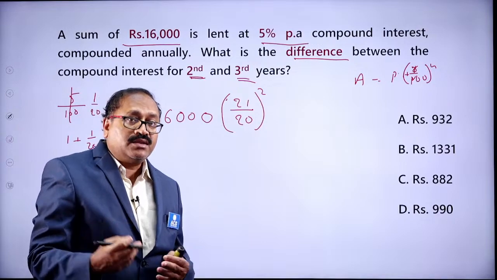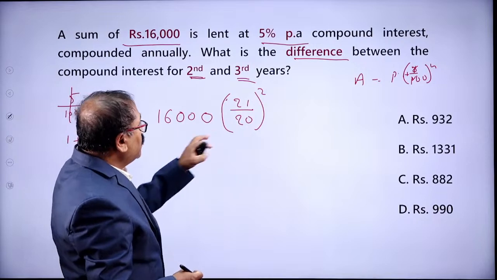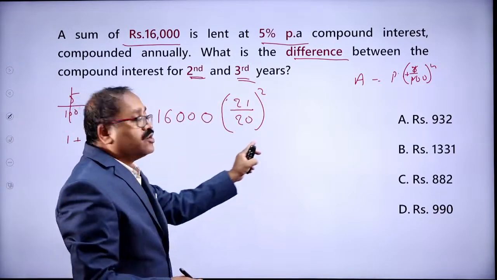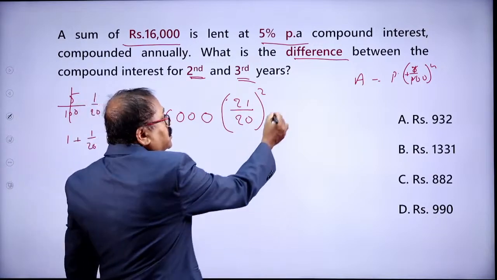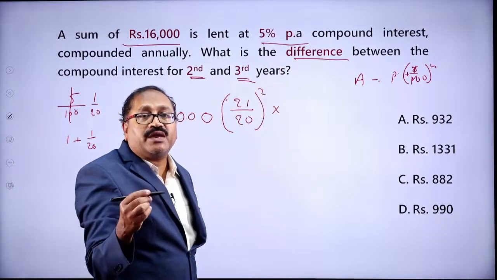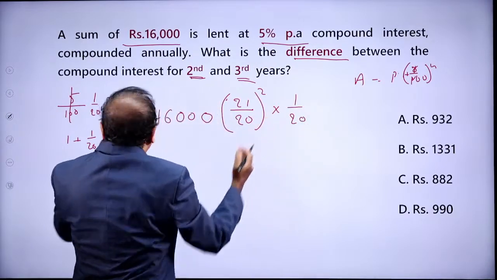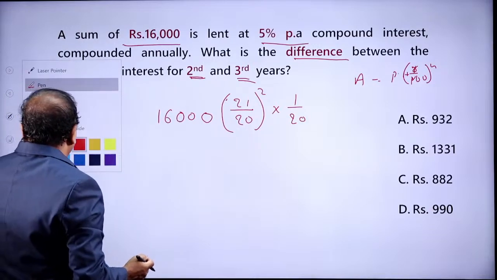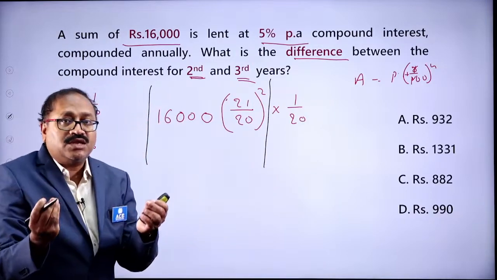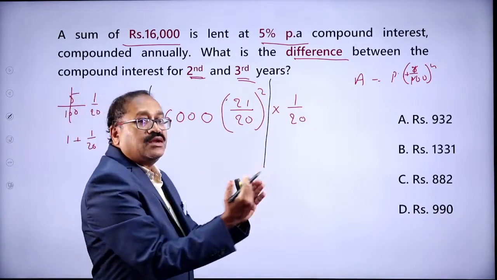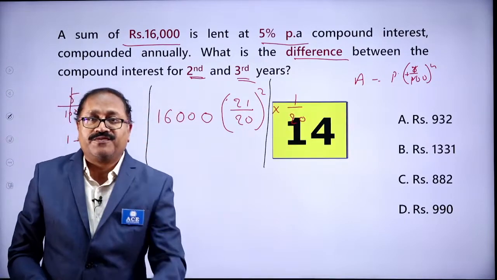Now I need the difference between the second year and third year. I will take 5% of this value, that will be the difference. So let's take 5%, which is 5 by 100, that is 1 by 20. If I take 1 by 20 of this 2 years amount, that 5% will be the difference between the second year and third year interest. From here onwards, my friend, you can answer the question. 15 seconds for you.